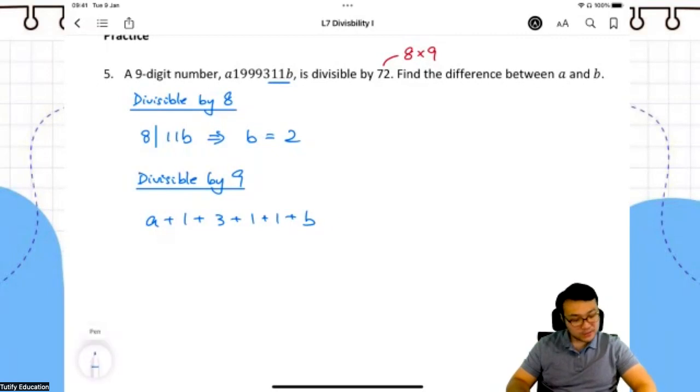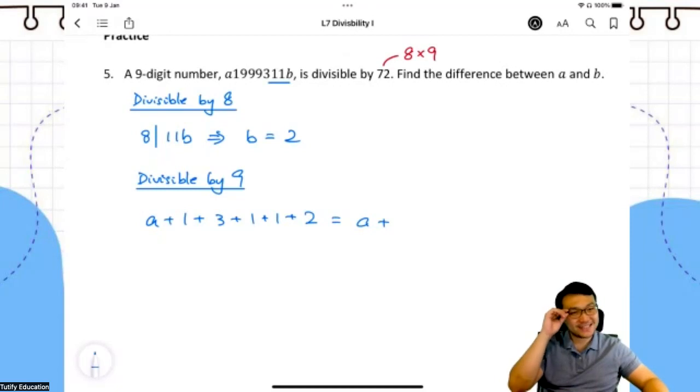Do you know what is the value of B? Maybe B, wait, B or D? Yeah, B. What is the value of B? 2. So what do we get? A plus 1 plus 3 plus 1 plus 1 plus 2. Can you tell me what? Help me to simplify everything. I'm not going to write all those numbers again.